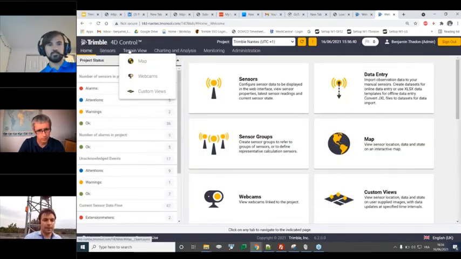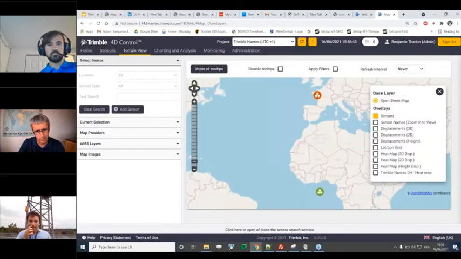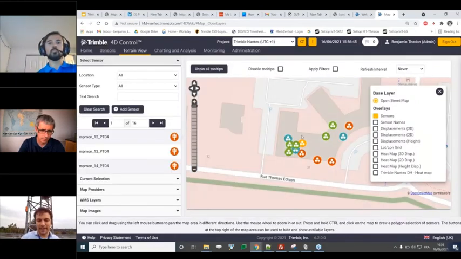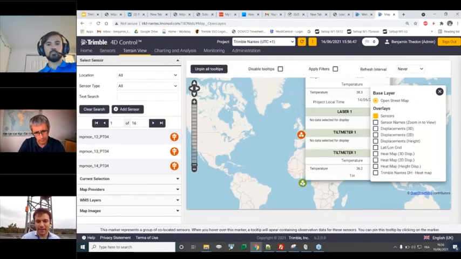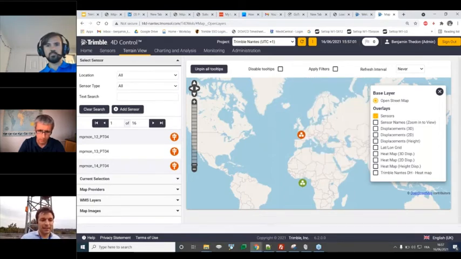So in the home environment, we can go on map. And as I told you, because I didn't put any coordinates, you can see my laser tilt meter and my two tilt meters. Now I don't have any data because I just configured. The monitoring will start right now, so it's normal that I don't have data.